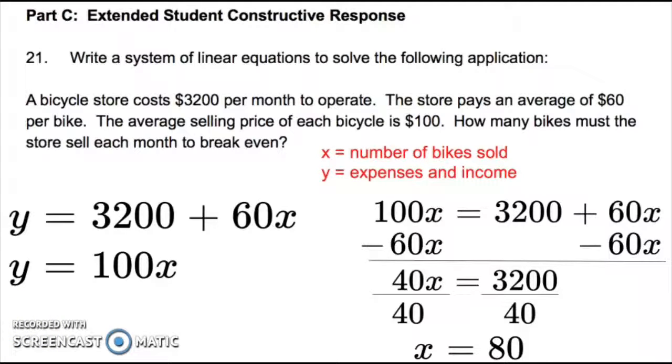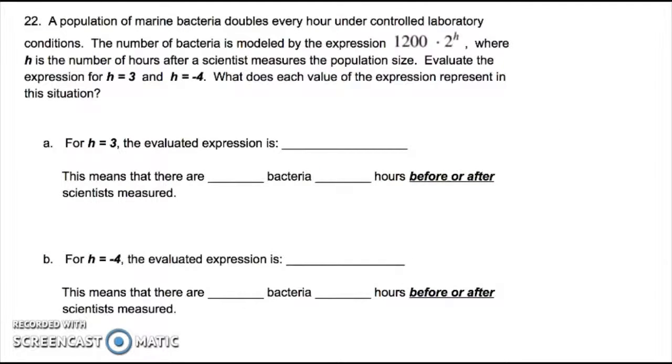And that's number 21. 22, it says a population of marine bacteria doubles every hour under controlled laboratory conditions. The number of bacteria is modeled by the expression 1,200 times 2 to the h power, where h is the number of hours after a scientist measures the population size. Evaluate the expression for h equals 3 and h equals -4, and then what does each value of the expression represent in this situation? So I simply put in 3 for h in the calculator.